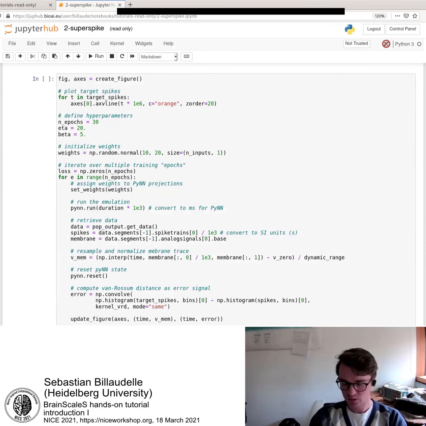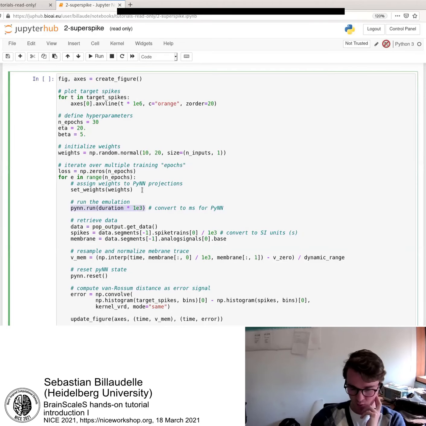So it's basically, we use the network graph above. We again use our run function. Before that, we set the weights. And these weights, we now again randomly initialize because we don't want to start from the solution, right? So we set these weights to a random initial value, and then train our network for a few epochs. Here we define 30 epochs. We have a learning rate eta of 20, and the steepness of the surrogate gradient beta is just fixed at 5, and you can play around with that.